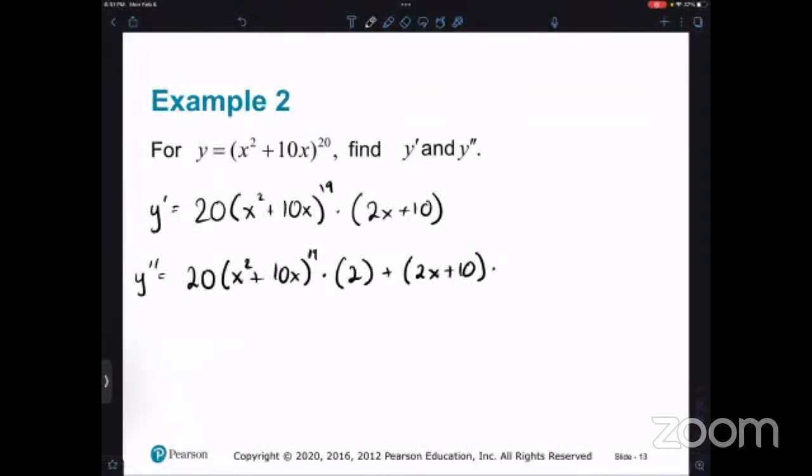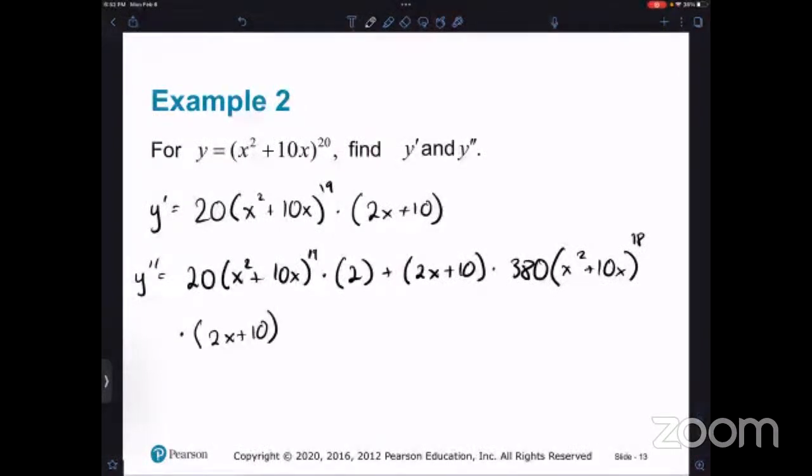So 19 times 20, that's 380. So we get 380 times x squared plus 10x to the power of, I think that's going to be 18, because we subtracted 1. Kind of running out of space here, I'll just continue down here. Times 2x plus 10. I think I got everything.